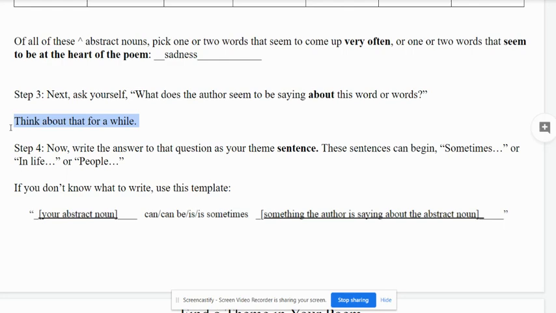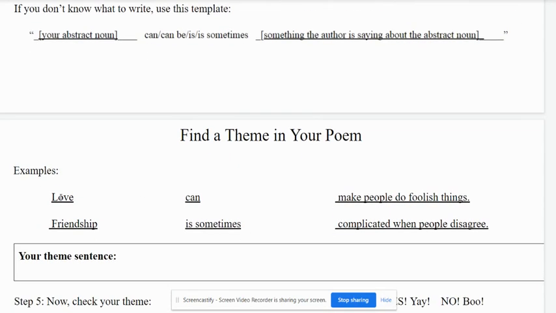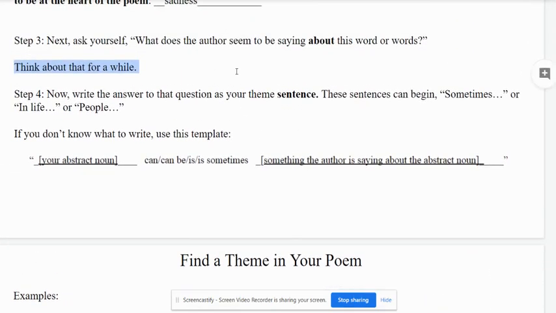And if you're not sure how to put this in a sentence, you've got a template here. Sadness can, or can be, or is sometimes, then whatever the author's saying is true about it. If it were love, maybe it would be love can make people do foolish things, or friendship is sometimes complicated when people disagree. But you don't have to write it this way. You could also just start it like sometimes, or in life, or people, right?